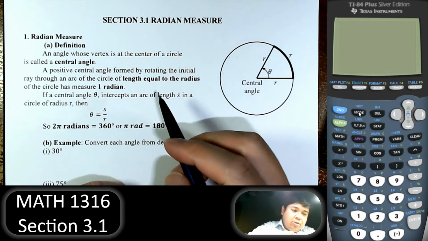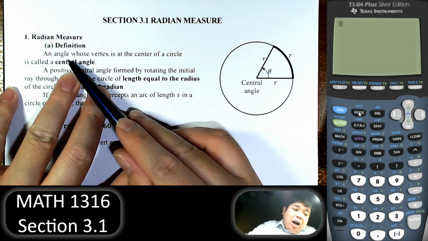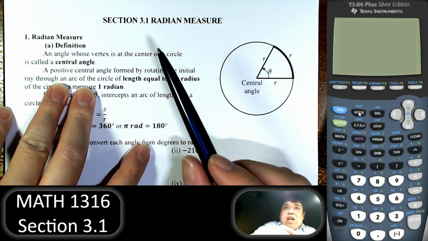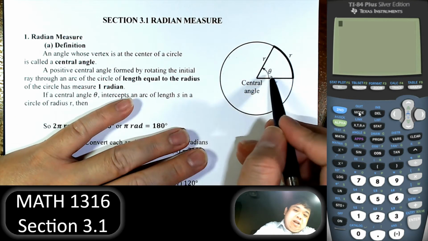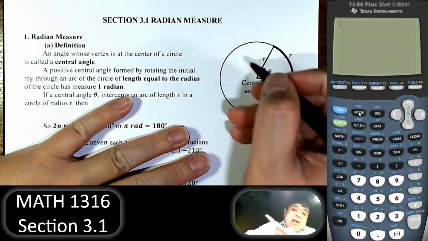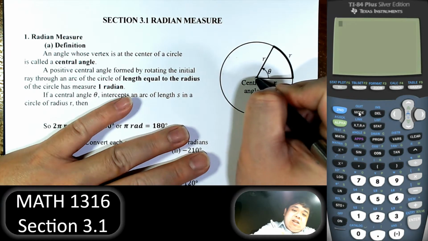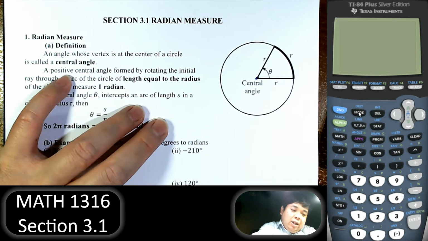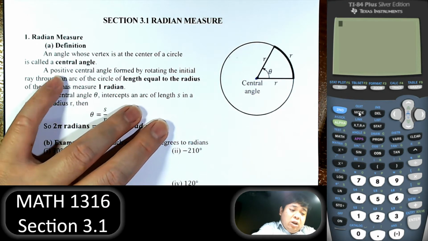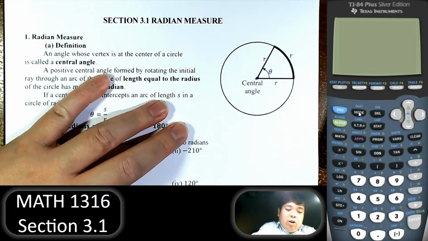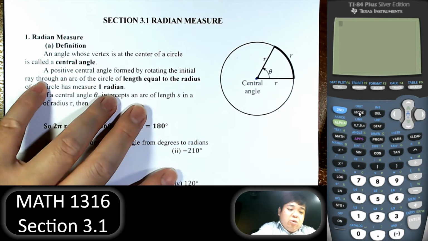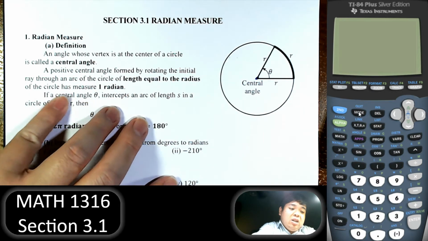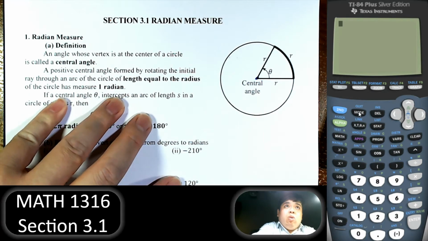Definition: an angle whose vertex is at the center of the circle is called a central angle. Nothing new here, I just have an angle at the center. The vertex will be right at the center of the circle, so that's the central angle. And we define the radian as follows: a positive central angle formed by rotating the initial ray through an arc of the circle length equal to the radius of the circle has measure 1 radian.